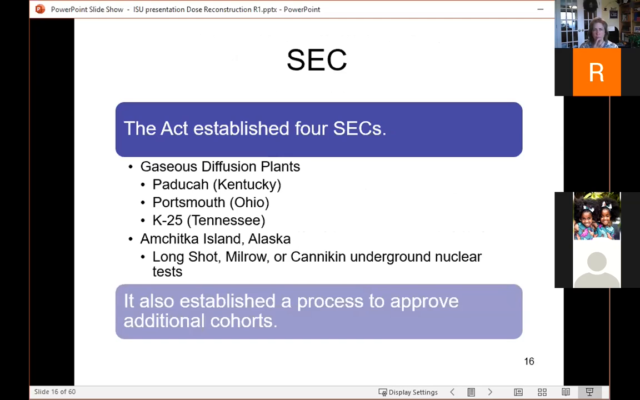So for the SECs, the initiating act actually established four from the start. It includes the 3 gaseous diffusion plants, which is Paducah, Portsmouth, and K25, also known as the Oak Ridge Gaseous Diffusion Plant, and Amchitka Island, where there were 3 underground nuclear tests. It also established a process for approving new cohorts.